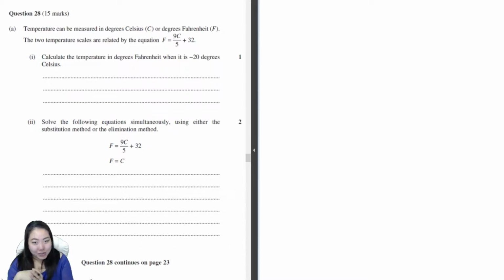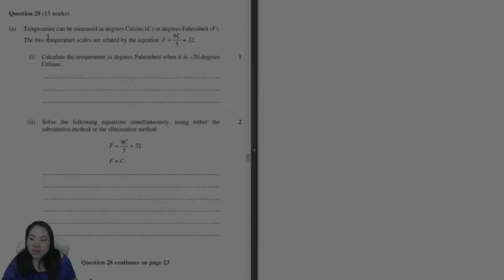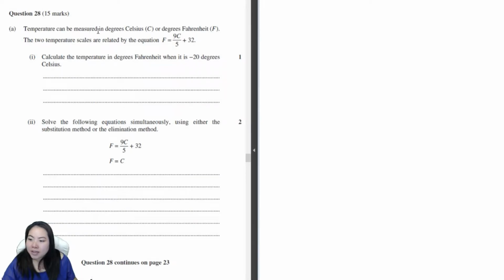We are up to question 28. Question A. Temperature can be measured in degrees Celsius or Fahrenheit. The two temperature scales are related by this equation. Calculate the temperature in degrees Fahrenheit when it is minus 20 degrees Celsius for 1 mark. This is a simple substitution question, and we just need to follow the equation.